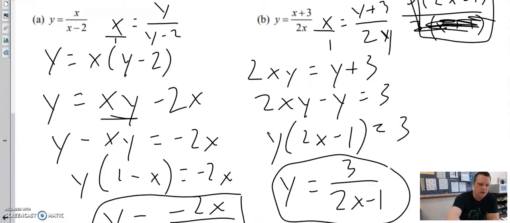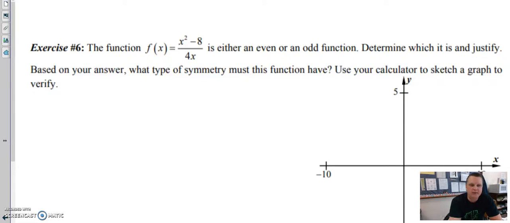Okay. The last problem, exercise 6. We want to determine if the function is even or odd. Remember, an even function is reflected over the y-axis. An odd function is a reflection about the origin or a rotation. Determine which it is and justify. What type of symmetry must this have? Use your calculator to sketch the graph to verify.